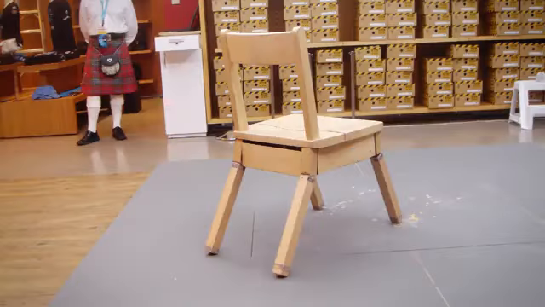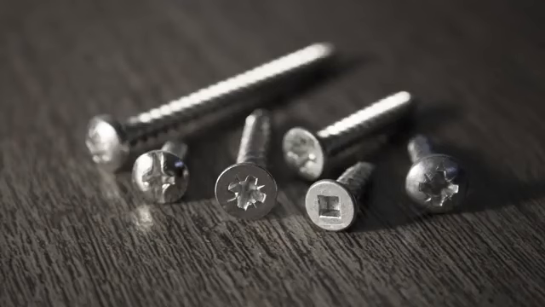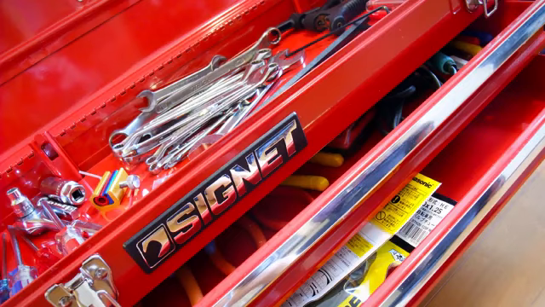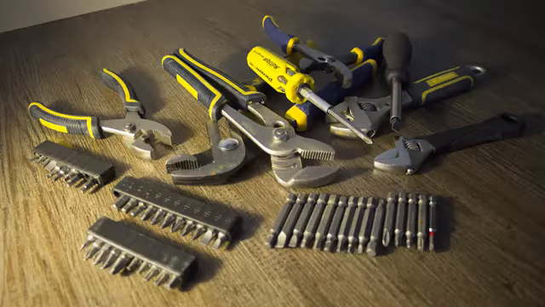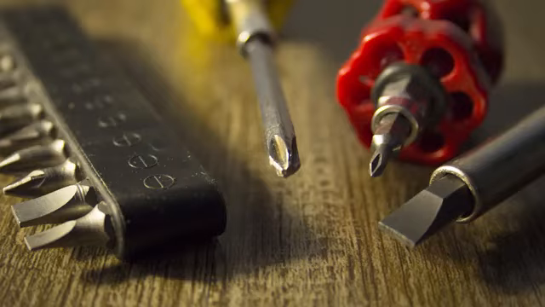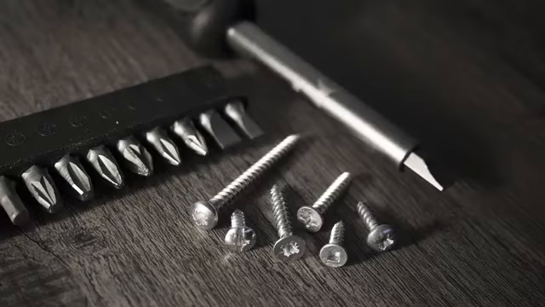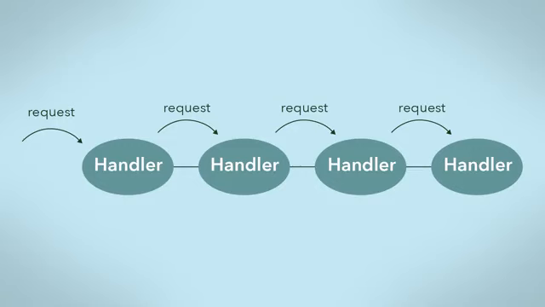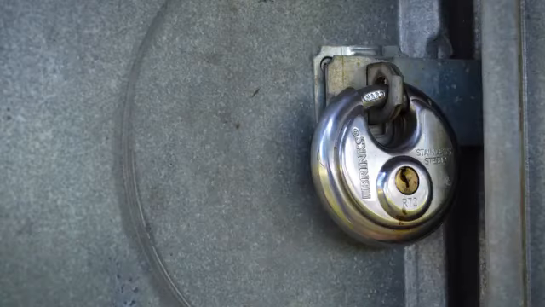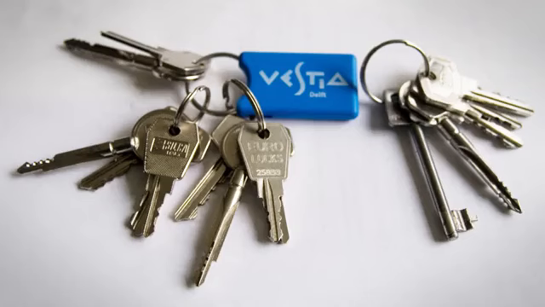Say you were fixing a chair and you needed a tool to tighten a particular screw. You're not sure which type of tool to use. You have several types of screwdrivers and wrenches. What would you do? You would probably take each tool and, one at a time, try it on the screw until one of them works. This is very similar to how the chain of responsibility design pattern works. Each object tries to handle the request until one is able to successfully handle it.